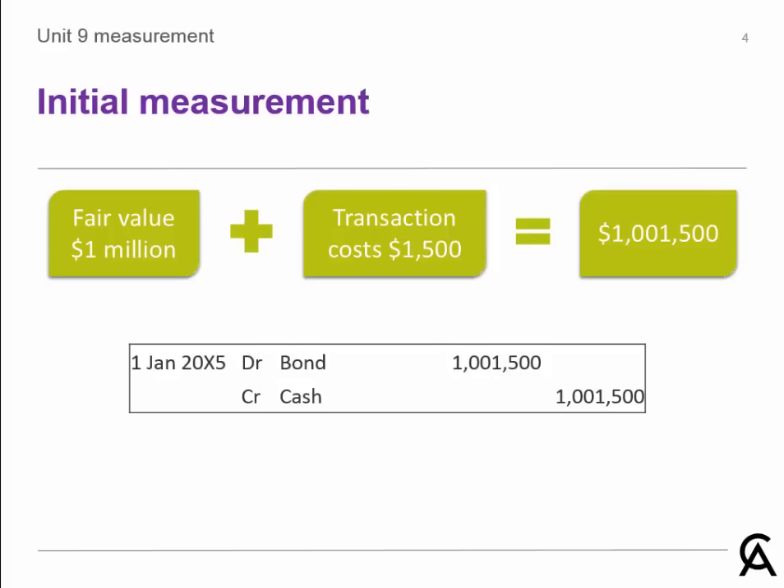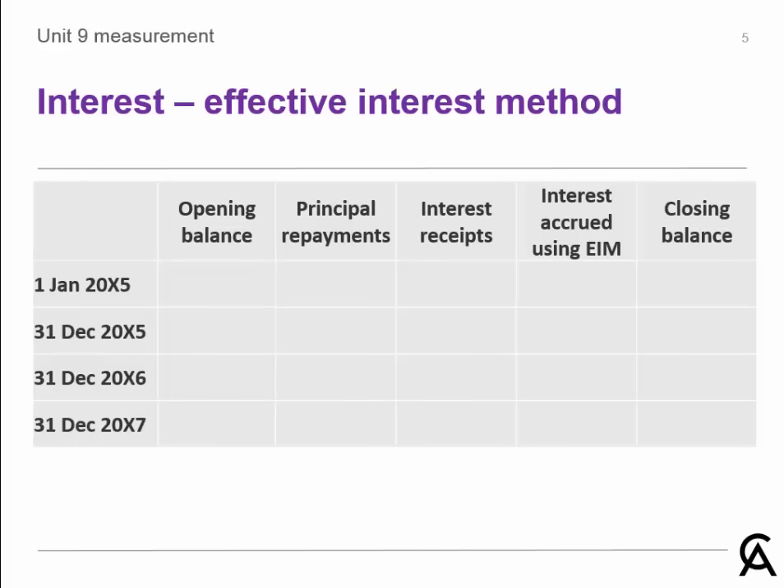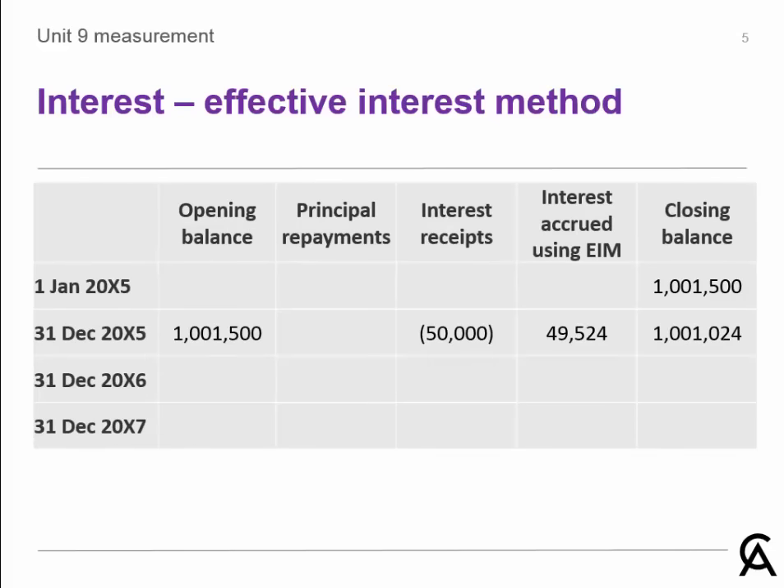Now we need to work out how to account for it during its life. The first thing we need to do is calculate what interest should be recognised. To do that, you need to set up a table that looks like this. This will help you calculate the interest to be recognised each year, as well as what the amortised cost of the asset will be. We've calculated already what the initial carrying amount of the asset is, so we filled that in for the 1st of January 20X5. On 31st of December of that year, we receive interest on the bond at 5% on the face value of $1 million.